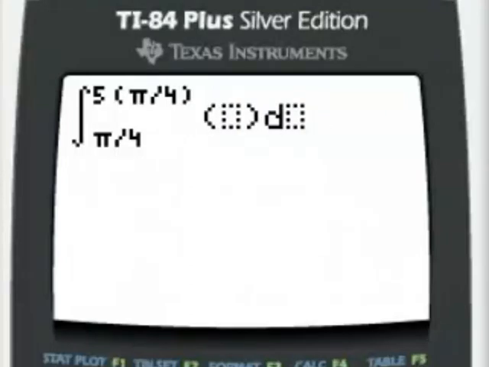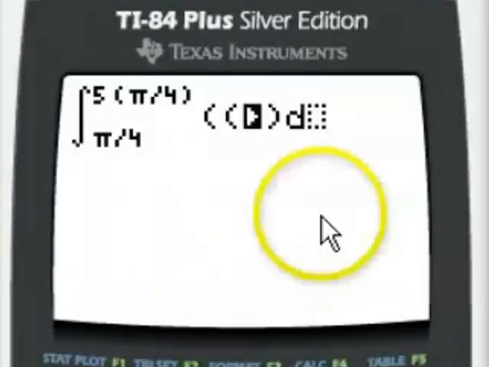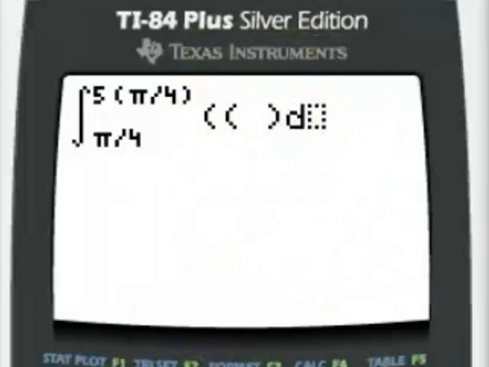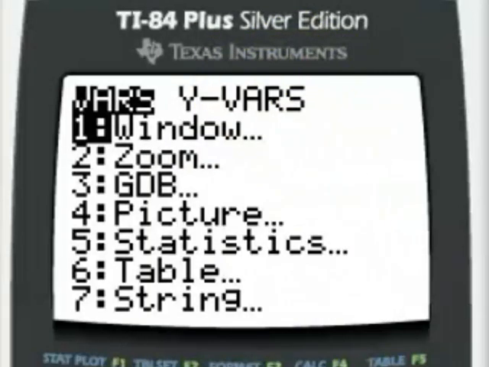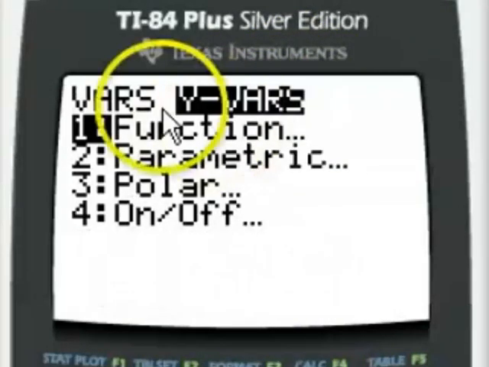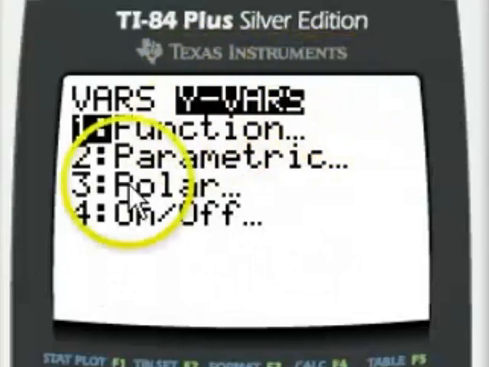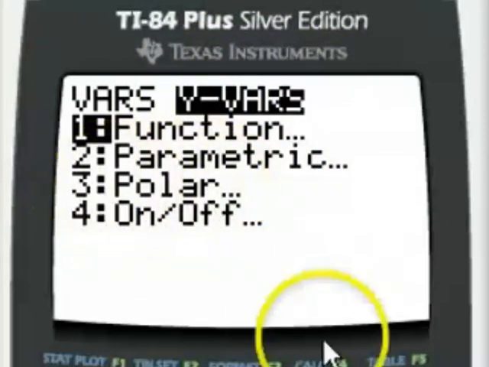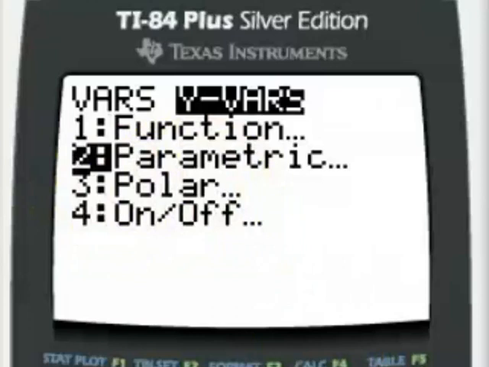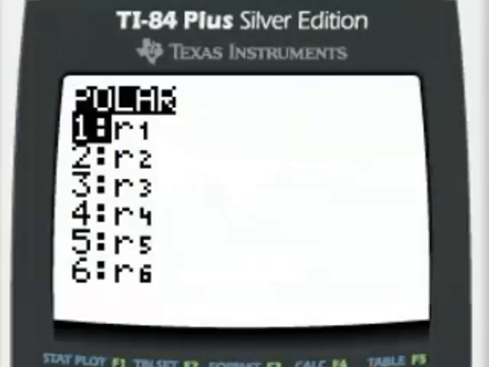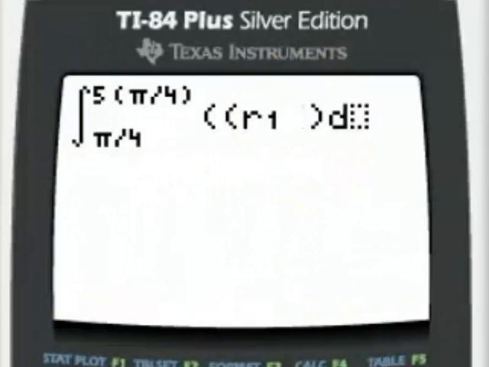And so again, I'm going to put parentheses around R1, and to get R1 on the screen, we hit our variables button. I'm going to hit my right arrow and go over to y variables, but I'm in polar variables, so I'm going to hit my down arrow to highlight polar and then choose enter, and choose enter again, and that's going to put R1 in there.